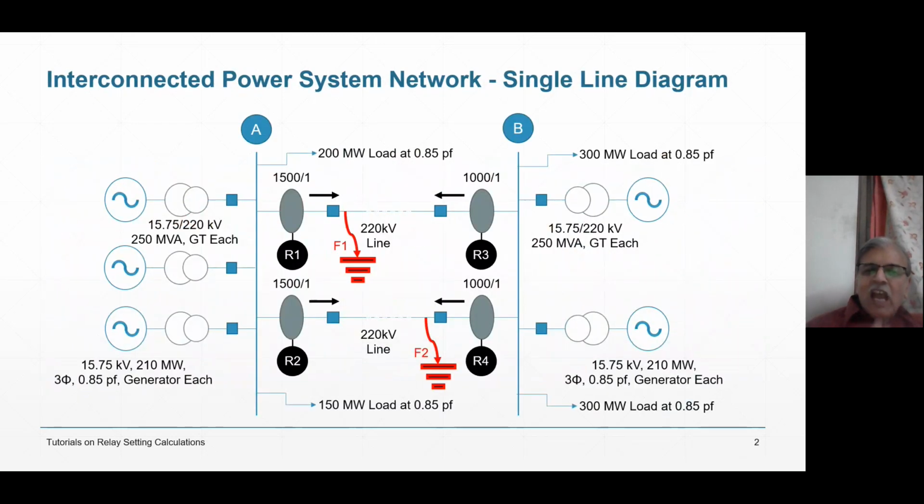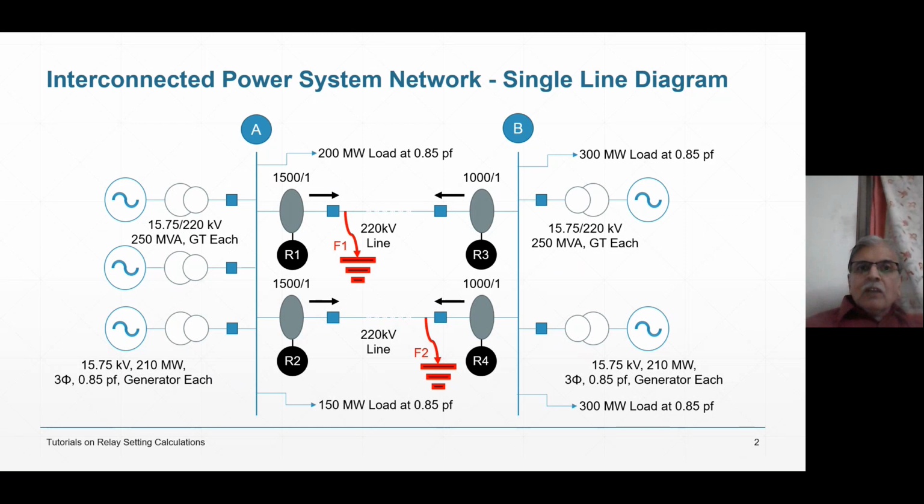You see this network, I am starting. Anyway, I can start with R3 also, no problem. But I am starting with R1. I take fault at F1. I find out the time of operation of R1. For that, I will assume TMS of R1 as 0.1. You can assume 0.05 also, I don't mind. Whatever you want to assume. I am assuming 0.1. R4 should operate 0.25 second later. And once I have found out TMS of R1 as 0.1, R2 is also 0.1. And when I have found out TMS of R4, whatever 0.15, 0.2, that is the same as R3.